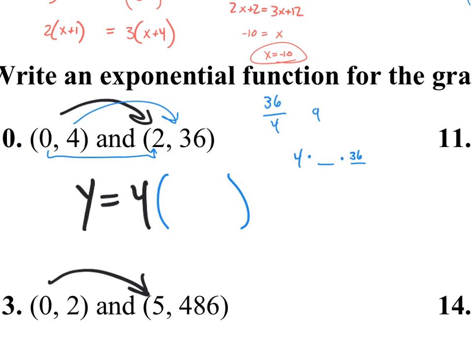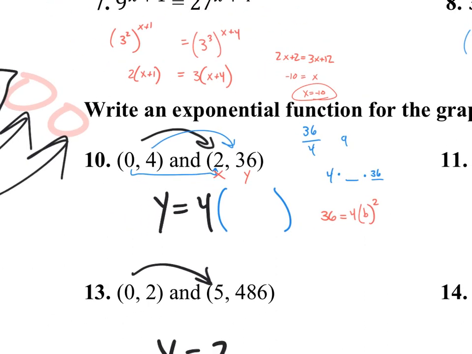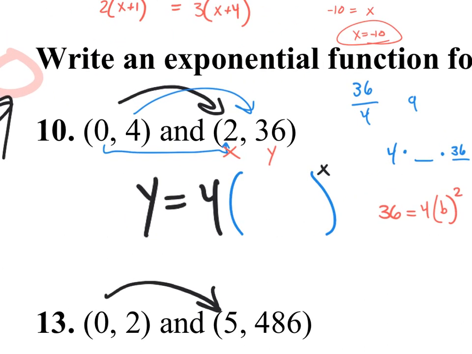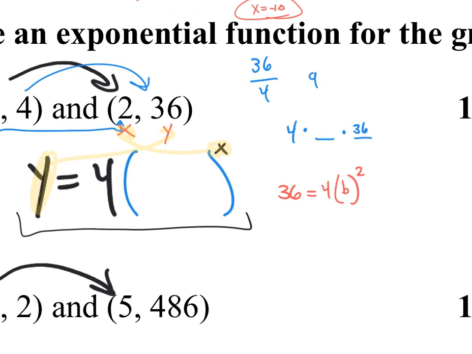And here's what we'll have to do. We're going to use this 2 as an x-coordinate, and this y as a 36. So it'll be y is equal to 36. We know our a value is 4. We don't know b, but we know that the x is 2. Because my original function is y is equal to 4, which was our starting value, times my b value raised up to the x.